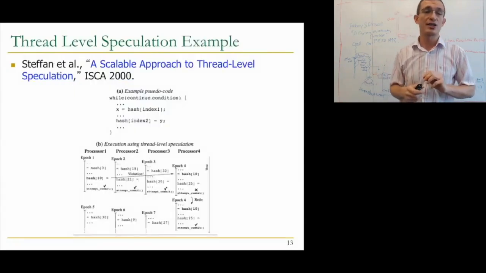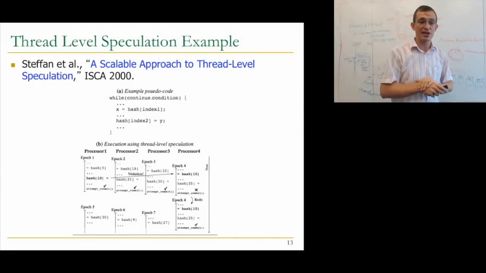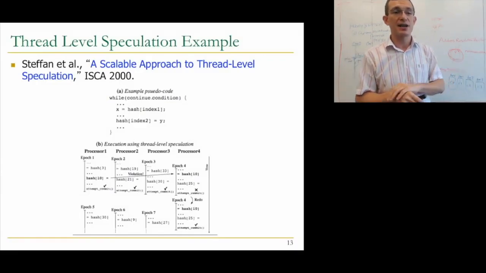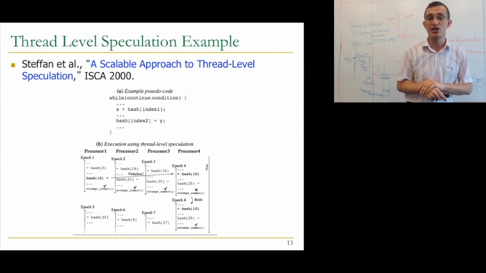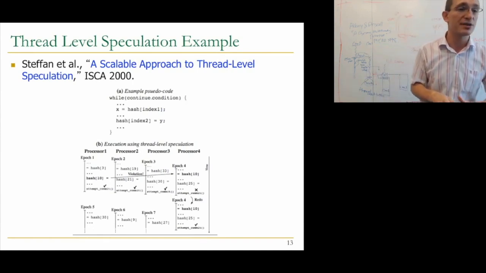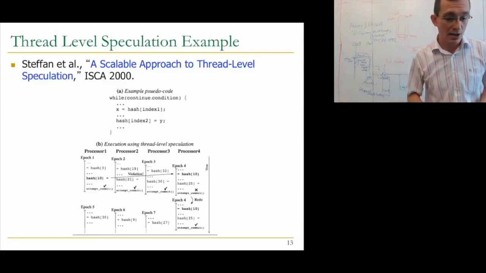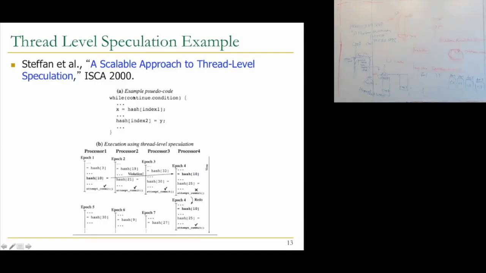One of the earlier works in thread-level speculation was actually done here at Carnegie Mellon. This is Greg Steffan's paper, A Scalable Approach to Thread-Level Speculation, from Todd Mowry's group. And this shows an example over here. I will go over this example on the slide.